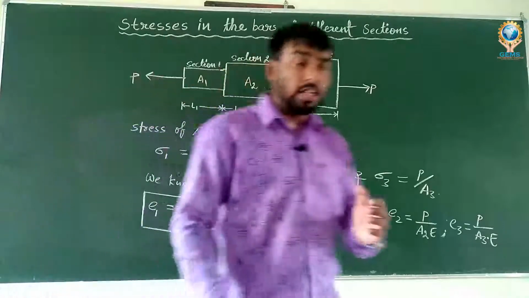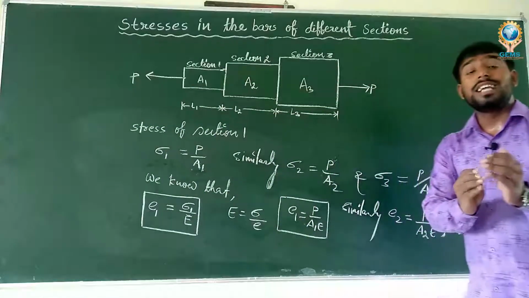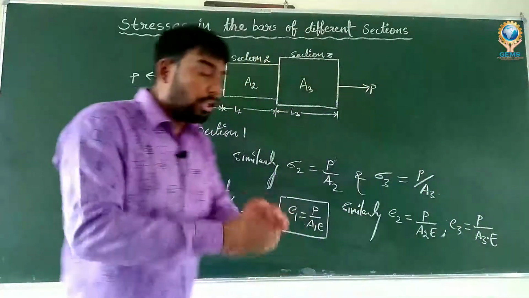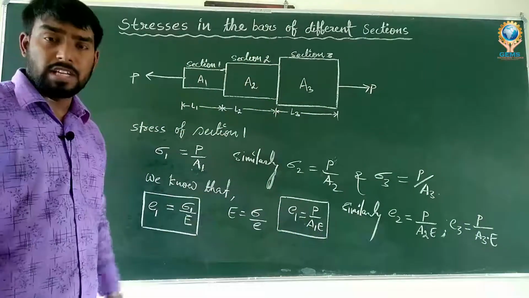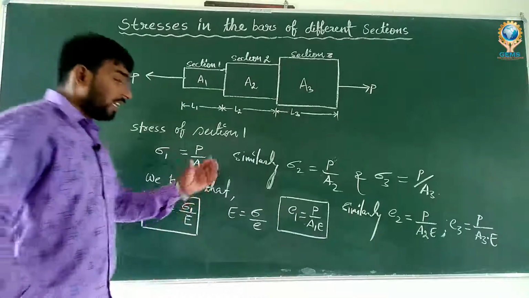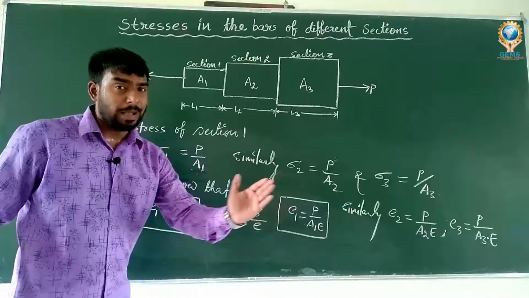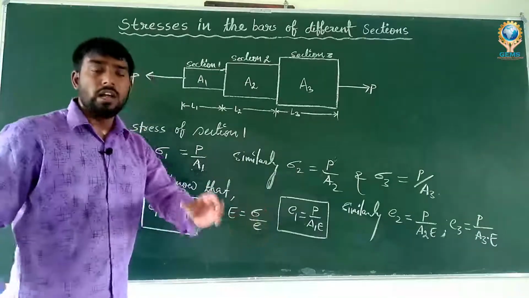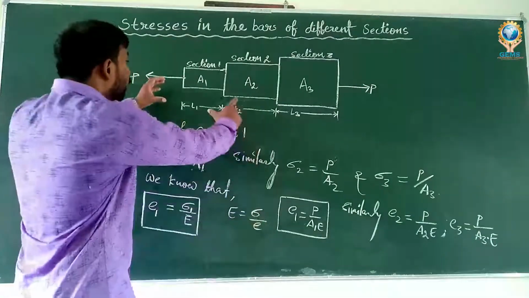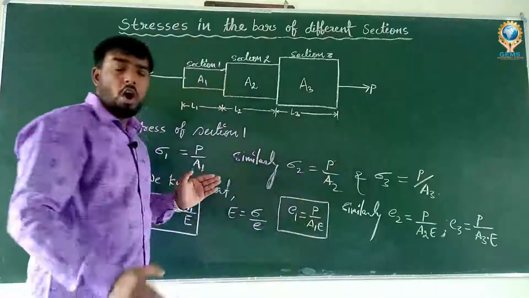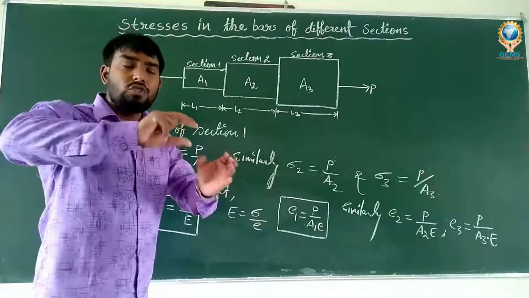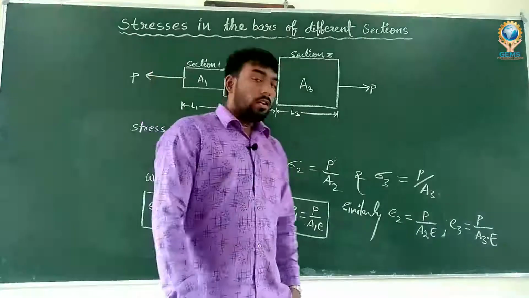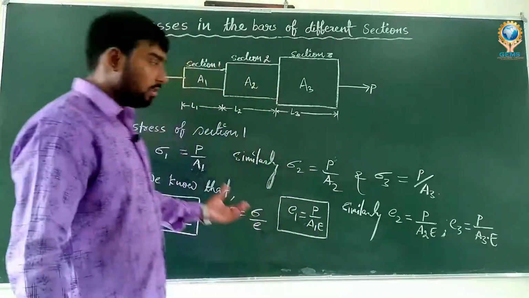Already we know this formula: strain is equal to change in length by original length. Using this formula, we will find the total extension of the bar, that is, how much extension actually occurs on the bar. Understand? We will solve these things. Please note them down.